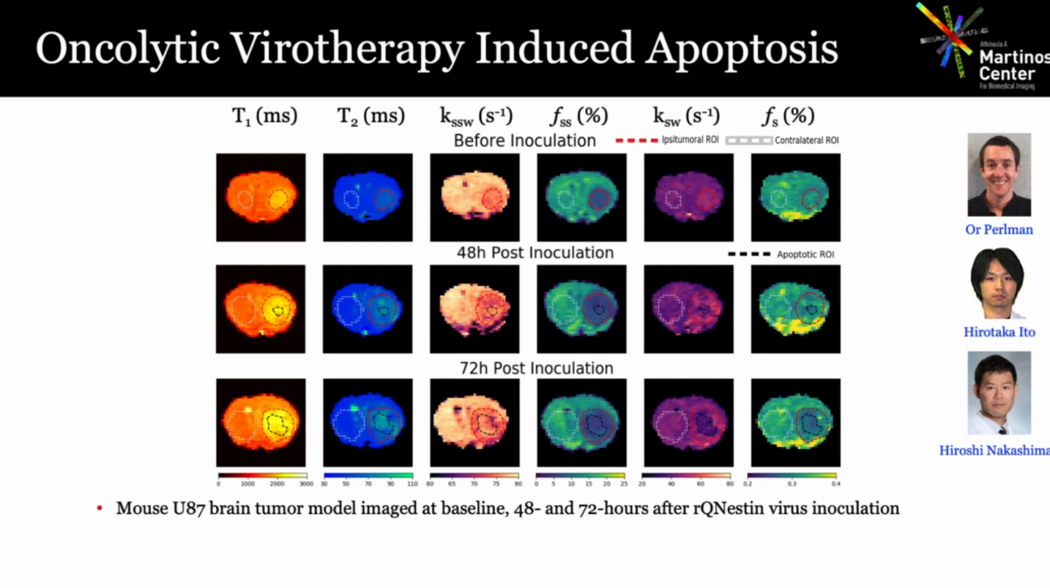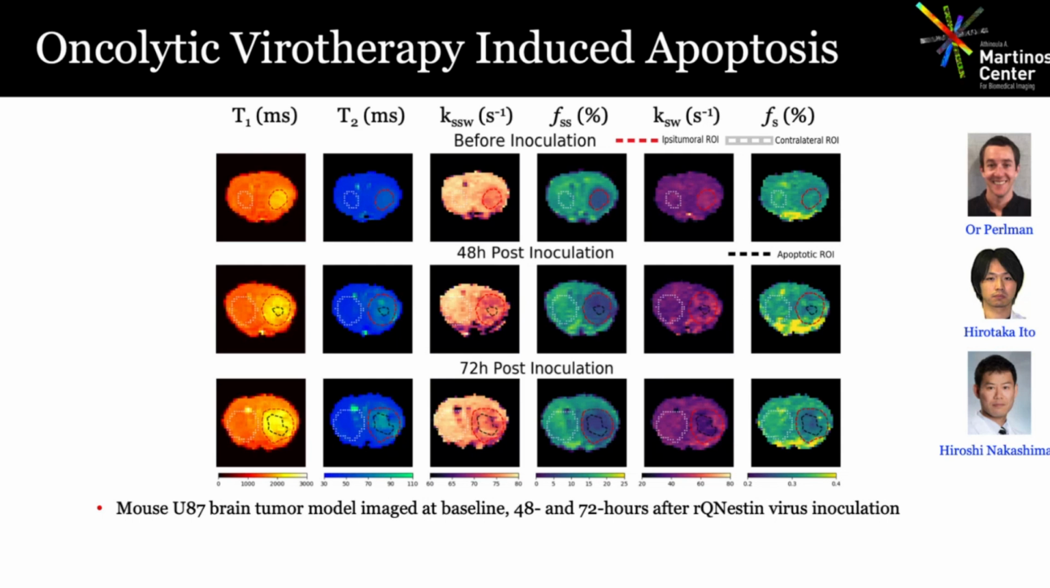So here what we did was we have a mouse U87 brain tumor model imaged at baseline and then 48 and 72 hours after injecting the virus into the tumor. And so we have T1, T2, water T1, T2, the semi-solid exchange rate, proton volume fraction, and then the amide exchange rate and proton volume fraction.